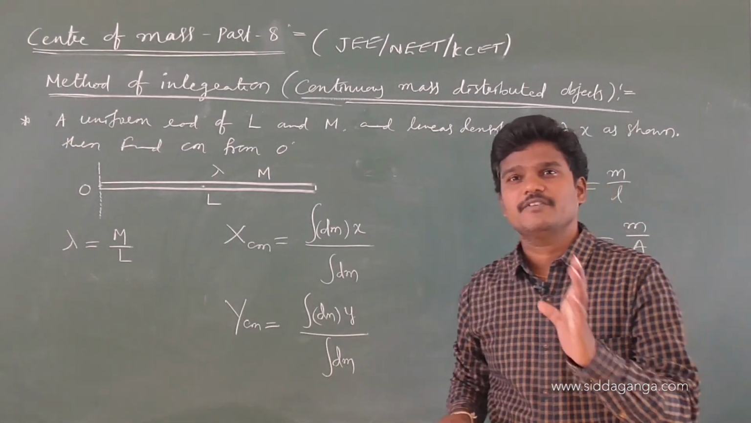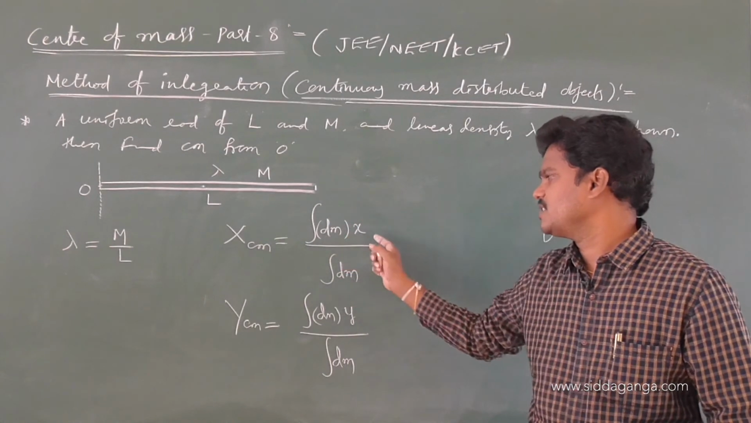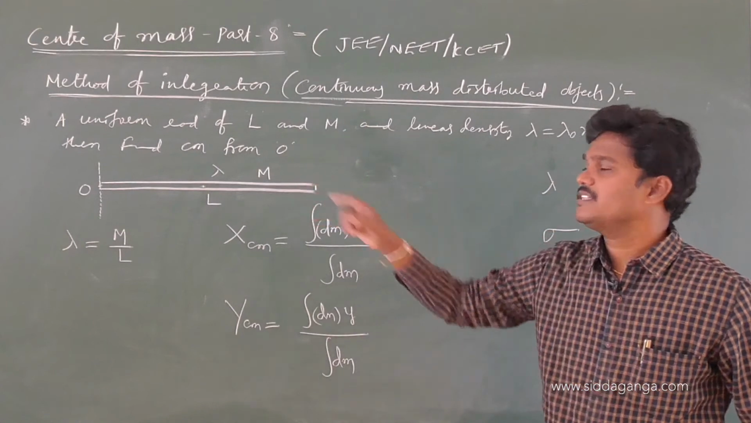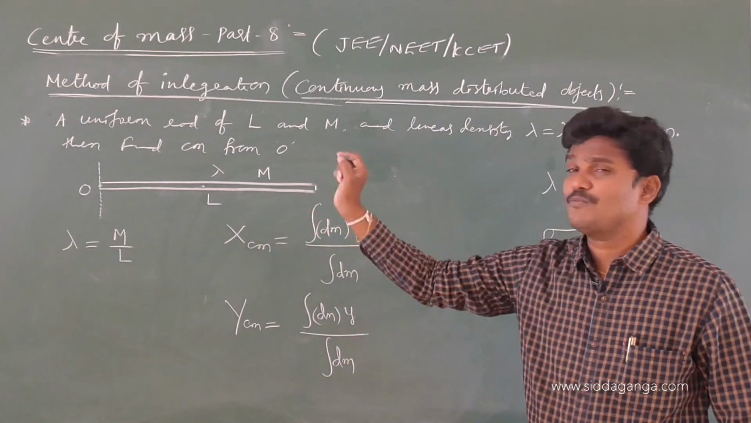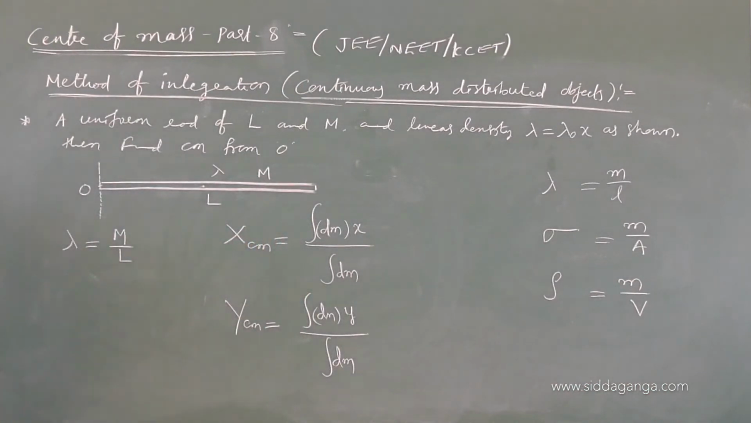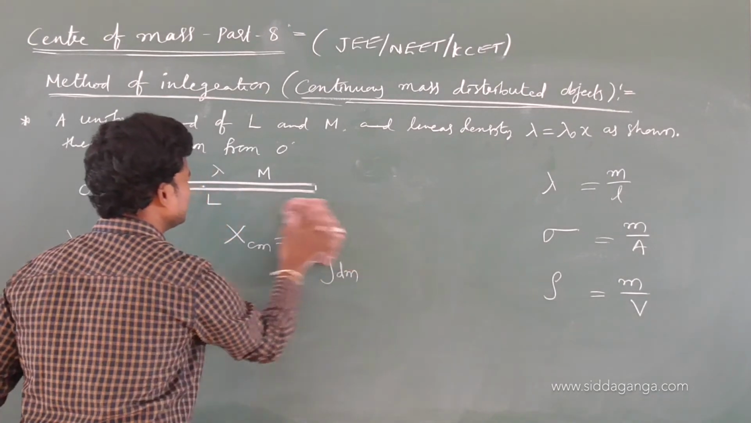If z is given, of course z is not useful here, then ZCM is integration of dm z by integration of dm. So I am going to use these formulas to solve for the center of mass of the given object from O. Okay. Now let me use XCM for this given diagram. We don't want to use YCM right now, there is no y coordinate. Now let me use only XCM.